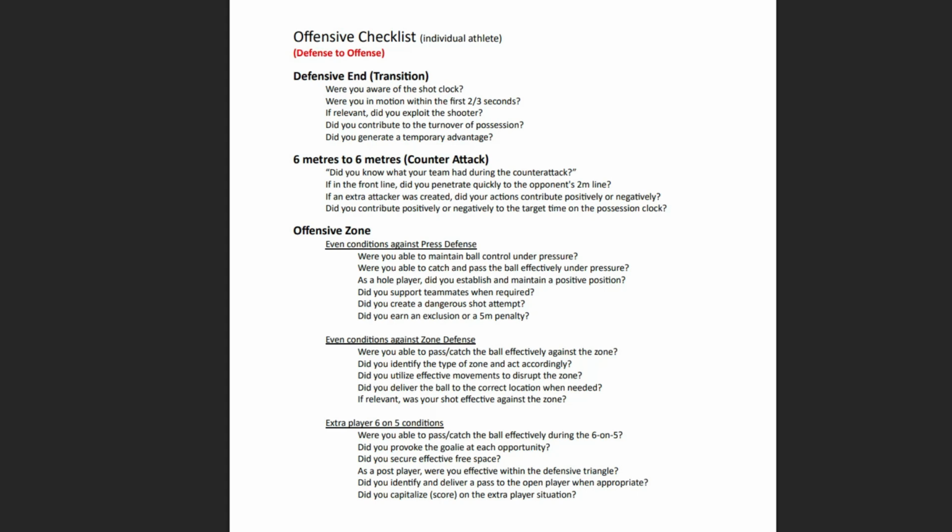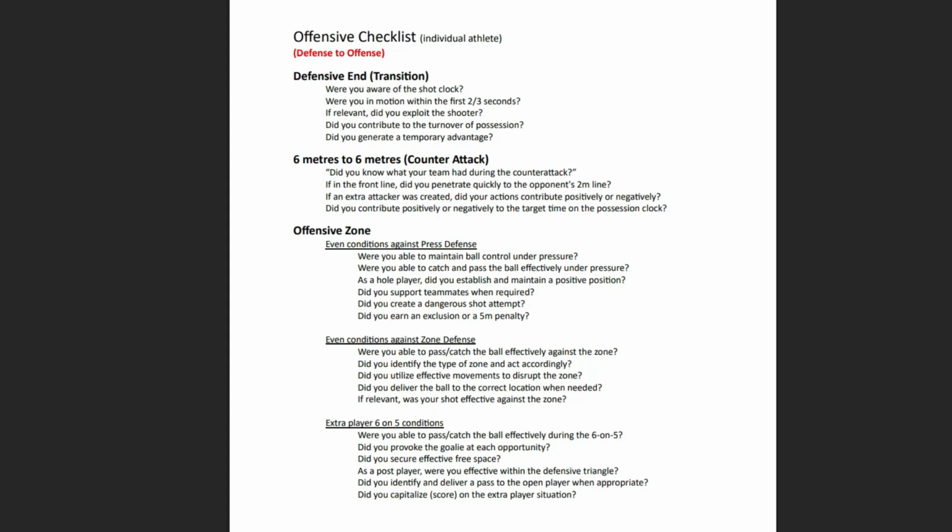Does the athlete know what the team has? If they were in the front line, did they penetrate quickly to the opponent's 2-meter line? If an extra attacker was created, did their actions contribute positively or negatively to the resolution of that? And lastly, did the athlete contribute positively or negatively to the target time on the possession clock?